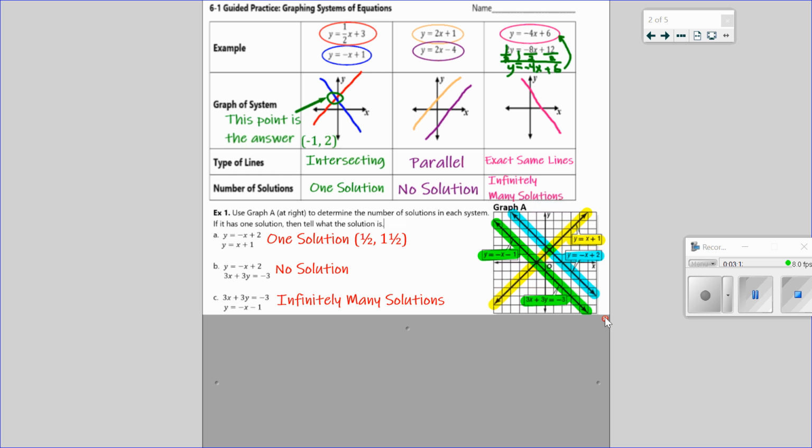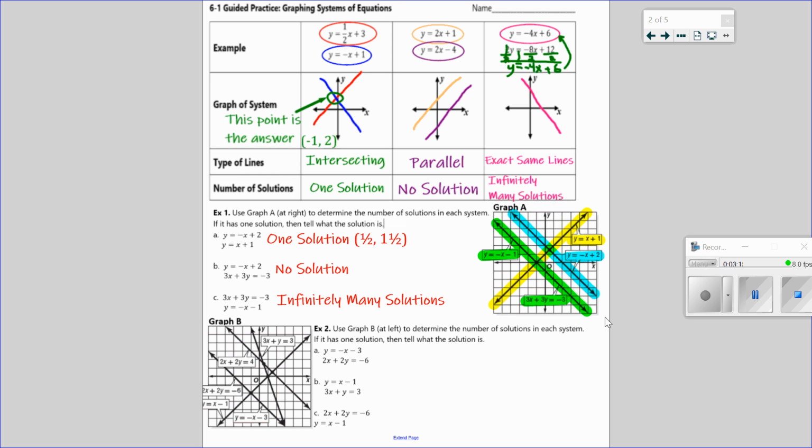So now, right underneath that, there's another example. This one is for you to do on your own. So I'm going to ask that you pause the video, try A, B, and C on your own, and then press play again when you're ready to check your answers.